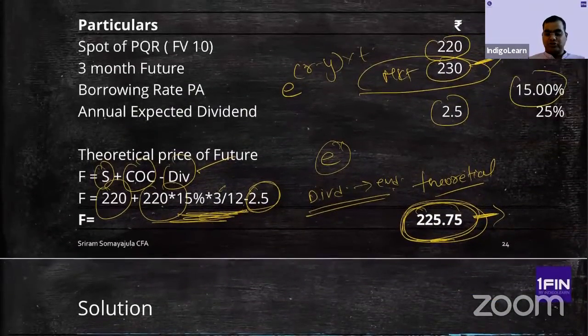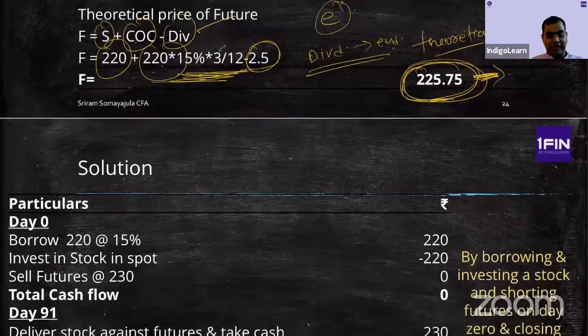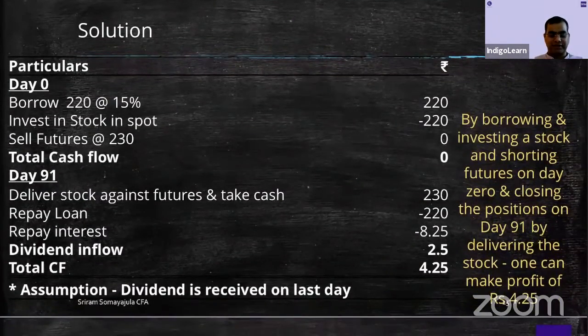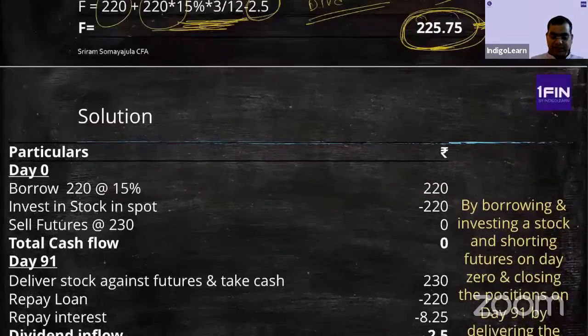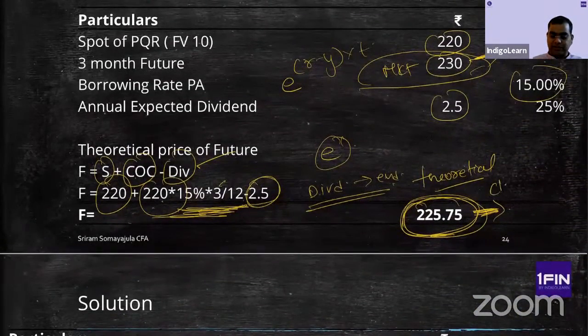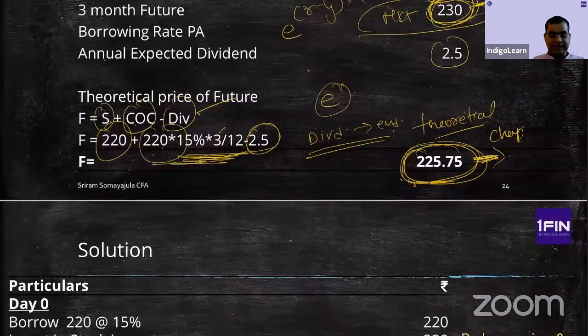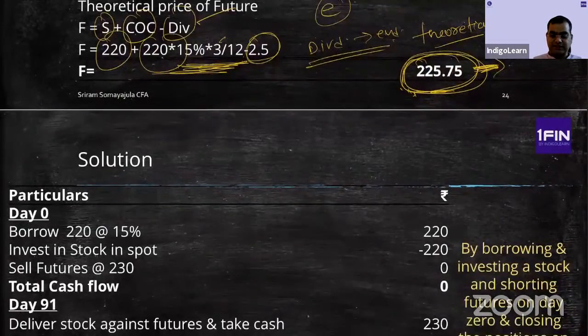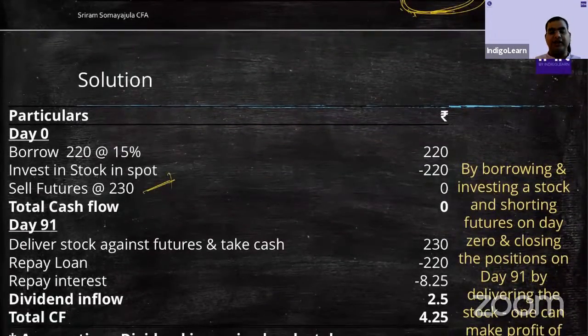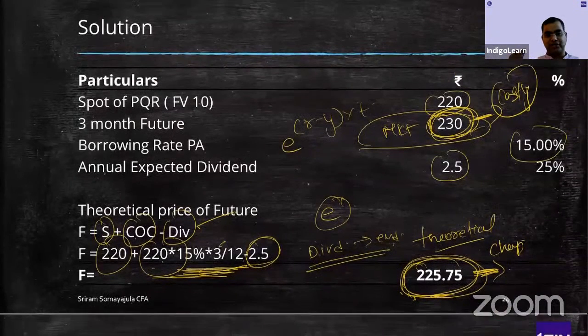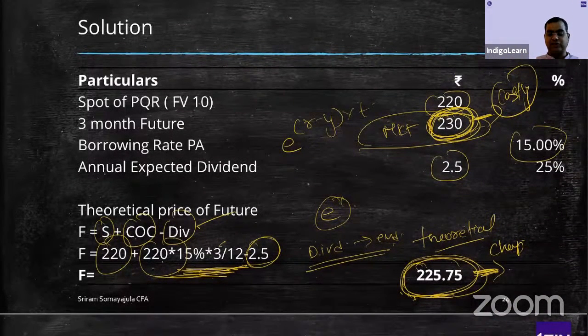Now, the market price is 230, whereas the theoretical price is 225.75. So what are you supposed to do? I'll explain this whole entire process. On day zero, this is cheap, this is costly. The way to look at it is this: if the theoretical price is lower and the future price is costly, you basically sell the future. The market price is 230, it is costly. Whatever is costly, you sell; whatever is cheap, you buy. So in this case, you sell the future.